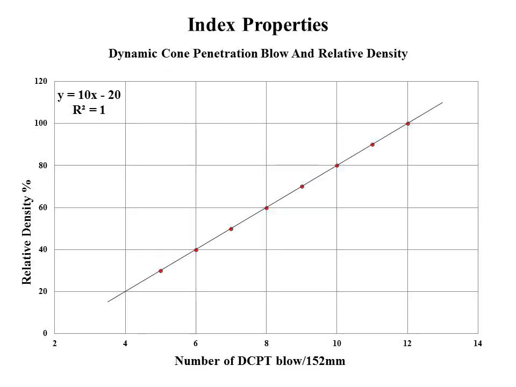From that experiment, I find a soil index property. So I can easily correlate the value of the dynamic cone penetrometer blows and the relative density. Here is the graph. The horizontal axis represents the number of DCP blows and the vertical axis represents relative density. I got an equation, also a coefficient of determination, r square, equal to 1. So from that equation, if I know the number of DCP blows, I can easily find the relative density.